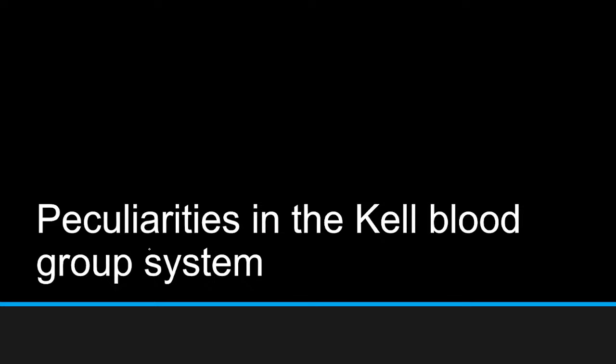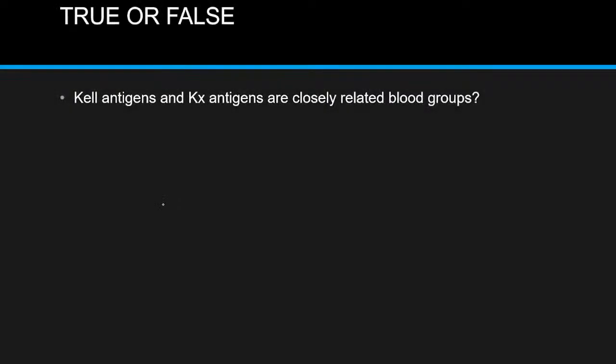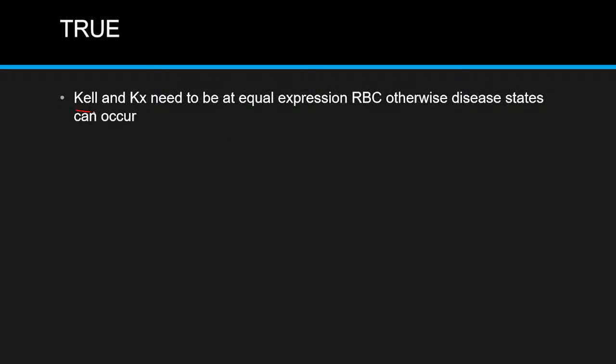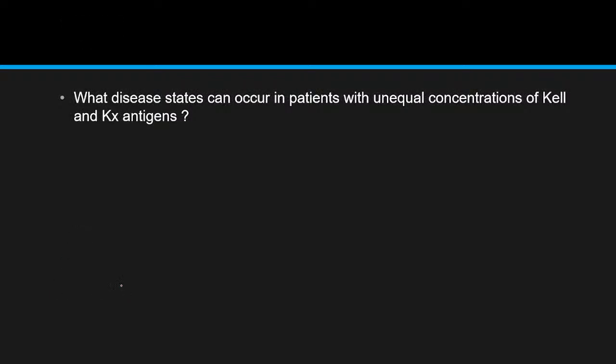Now, let's talk about the peculiarities of the blood group, KEL. KX and K and the KEL antigen are closely related blood groups. True or false? This is actually true. KEL and KX need to be at equal expression on the RBC surface. Otherwise, a disease state can occur. It's actually true. And we're going to talk about the disease states when there is unequal concentrations of KEL and KX antigen.